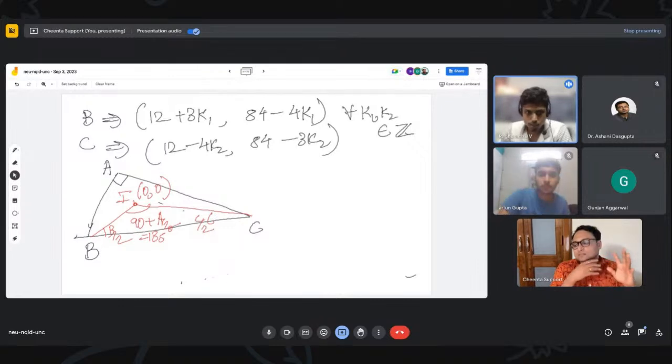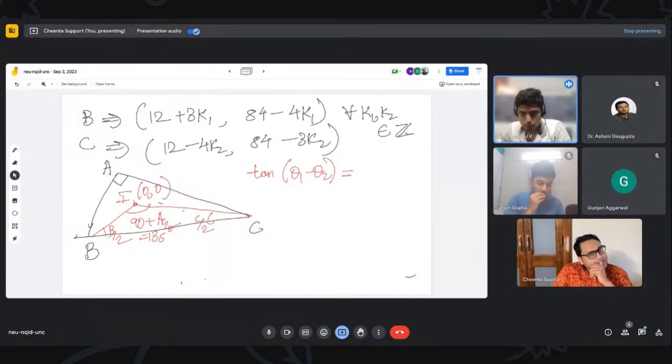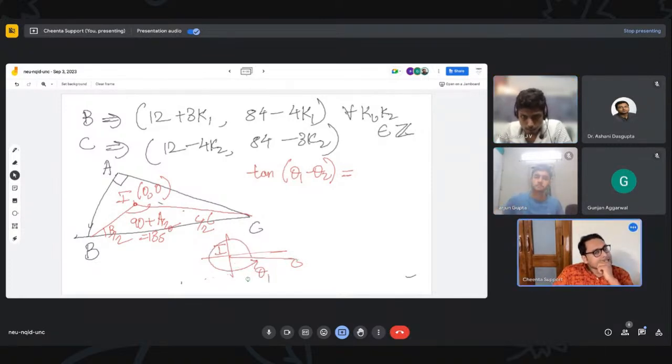So let's use the slope formula, that is tan of theta 1 minus theta 2 is equal to the slope of IC. Let's take this slope as m1. So basically you have IC to be like this. This is your angle theta 1. B is here. This is your angle theta 2. So theta 1 minus theta 2 will be the middle angle, 135 degrees, the BIC angle.